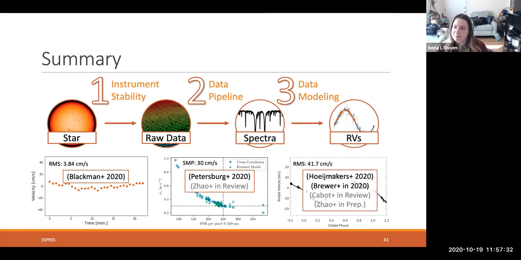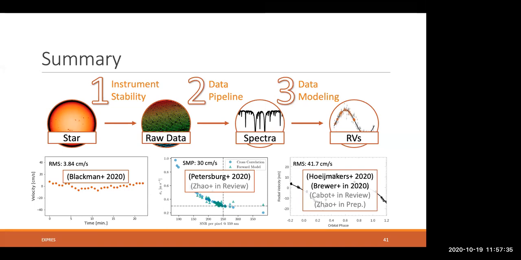David? Nice talk. Can you comment a little on the expected, you said you got 30 centimeters per second RVs per exposure. How does that compare to what you would theoretically expect given the photon noise and number of lines and all of that? Is it in good agreement?